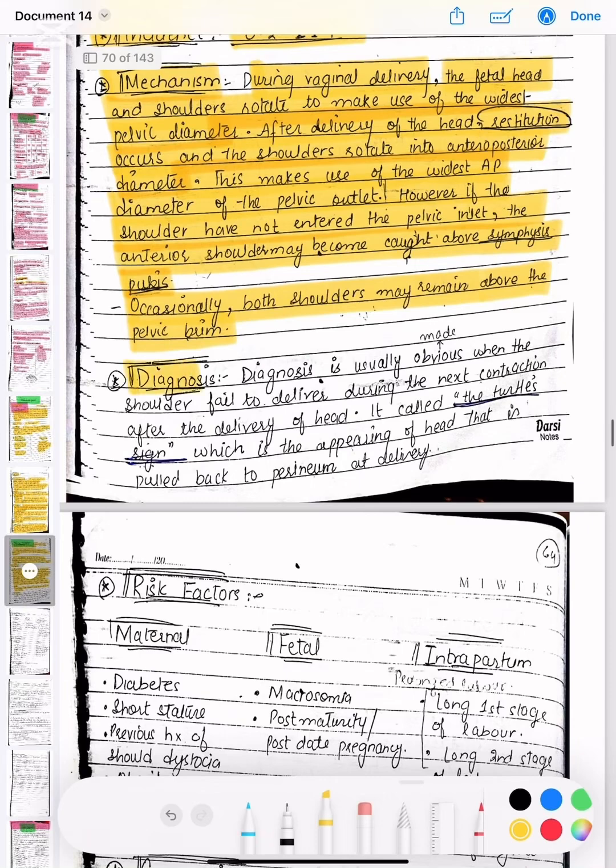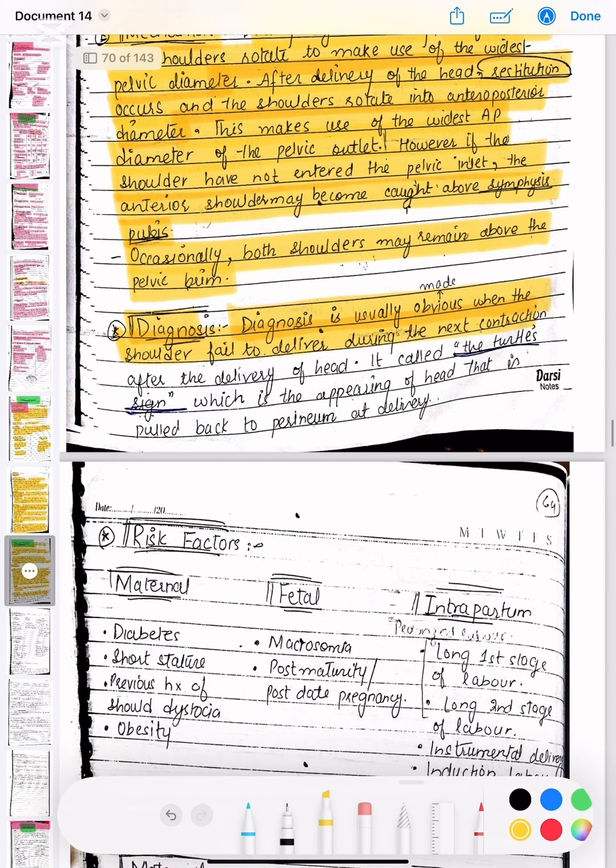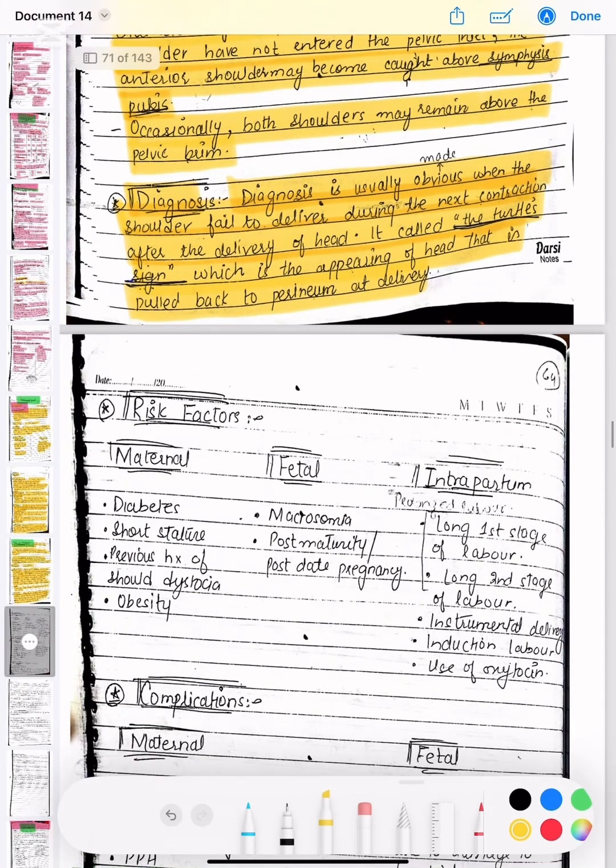Then the diagnosis is usually obvious when the shoulders fail to deliver during the next contraction after delivery of the head. It is called the turtle sign, which is the appearance of the head being pulled back against the perineum at delivery. The risk factors are maternal, fetal, and intrapartum.